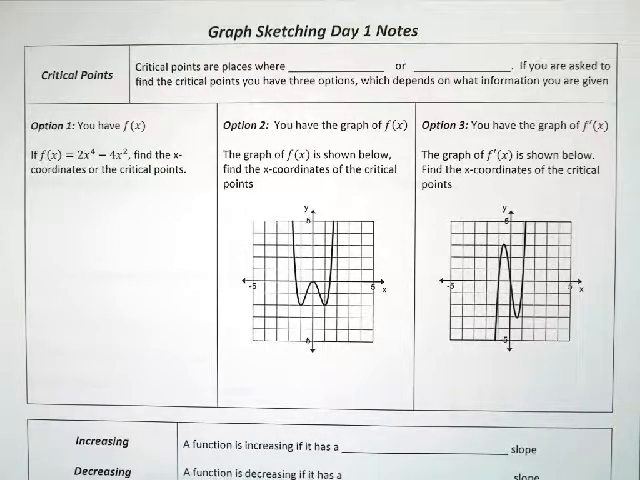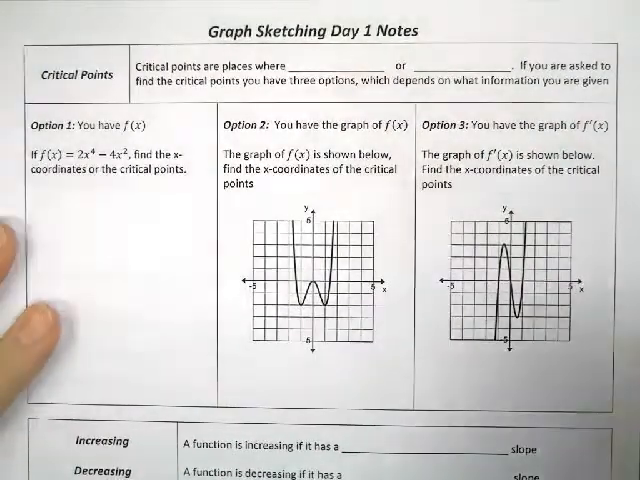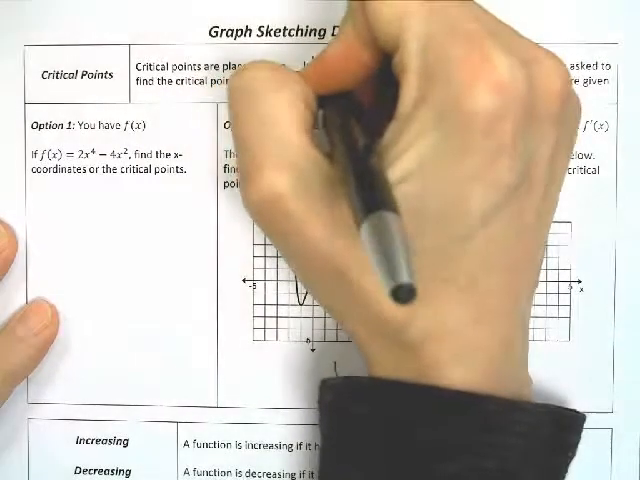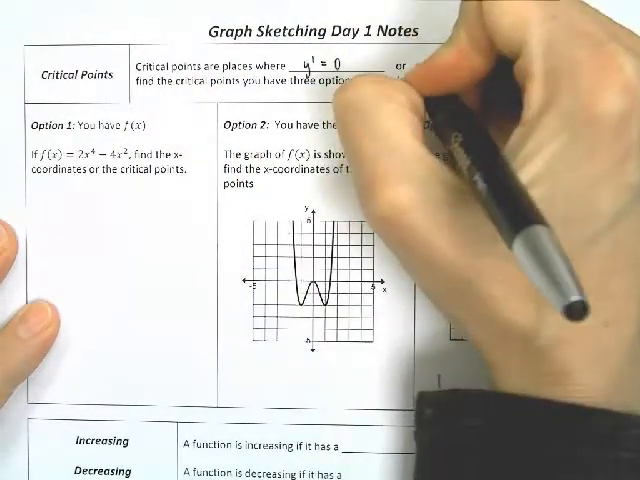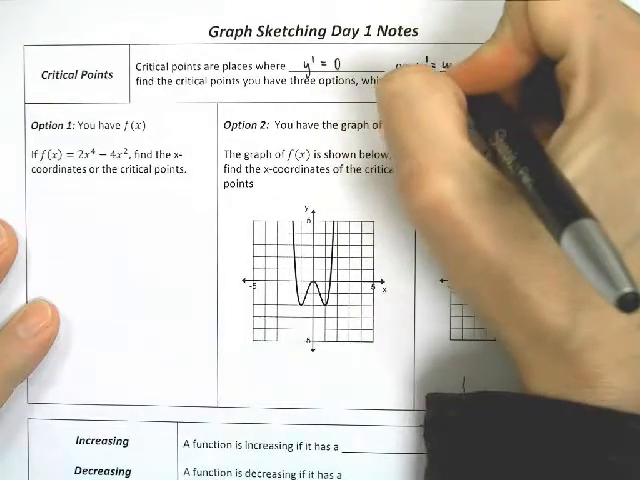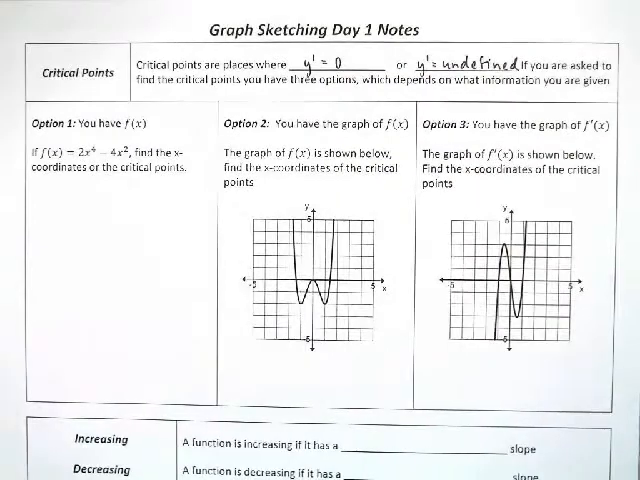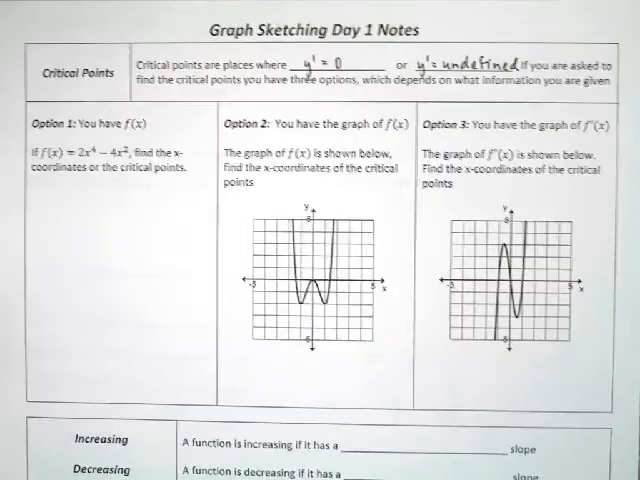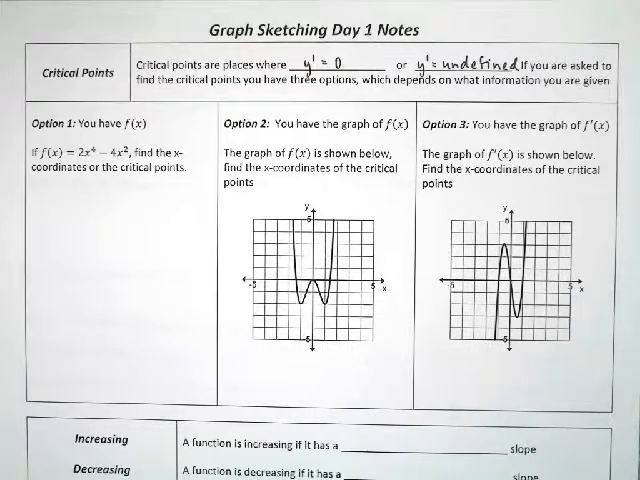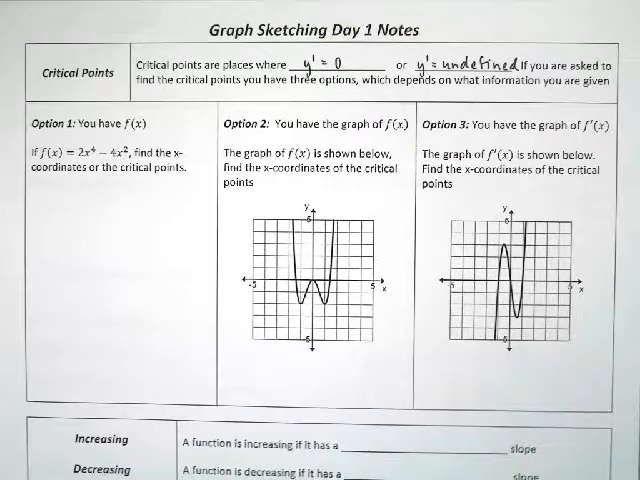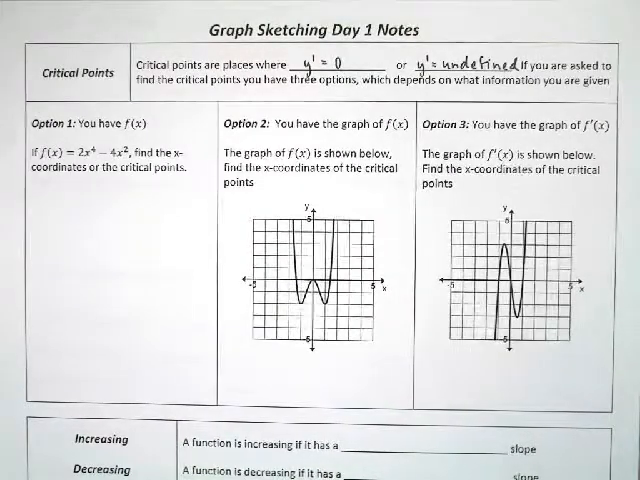So the first thing when we're talking about graph sketching that we need to know about is something we call critical points. And critical points are just places where the derivative y prime is equal to 0 or where the derivative is undefined. Okay, so where it's equal to 0 or where it's undefined. So if we're asked to find the critical points, there's three different things we might do depending on what information we're given. So the first option is if we're given the function f of x.